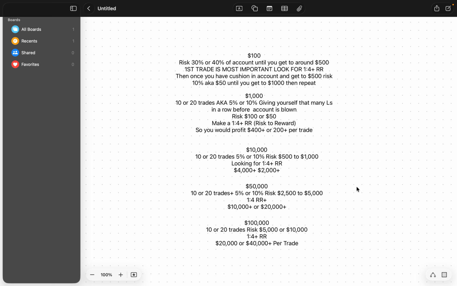So let's say you get to $10,000. The same concept applies with every amount of money. $10,000, 10 or 20 trades, 5 or 10%, maybe less if you're okay with making or risking $500 to $1,000 a trade. Now when you get to making $4,000, $2,000 plus, bro, you're making more than a doctor.